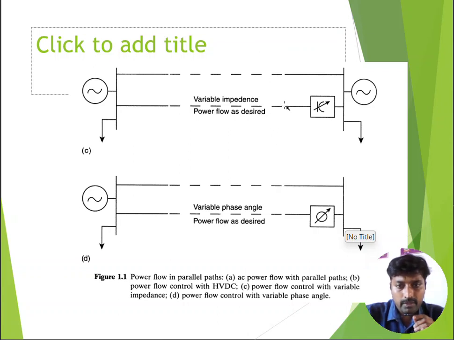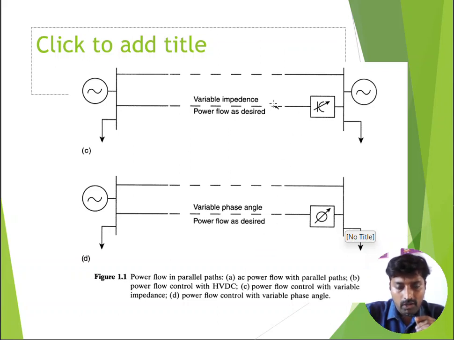We are placing variable impedance type FACTS controllers or variable phase angle type FACTS controllers. FACTS controllers simply means this is not a fixed value, it's a variable impedance type. The impedance may be of capacitive or inductive nature. We are placing it on any line, and automatically you are controlling the power in this particular line. Once you control the power in this line, the second line is automatically controlled too. The same thing happens by using variable impedance type or variable phase angle type FACTS controllers.